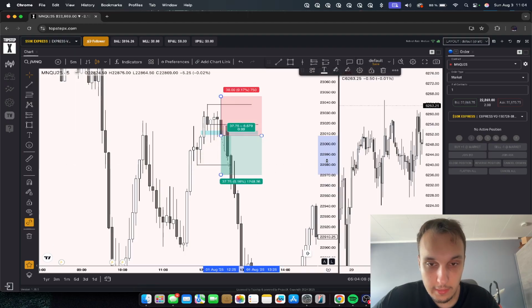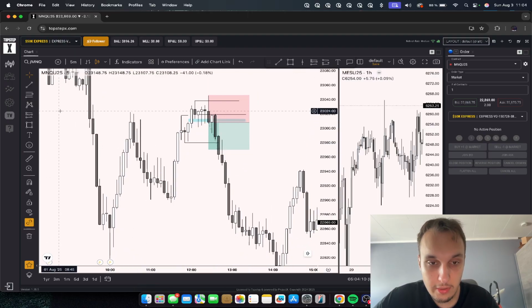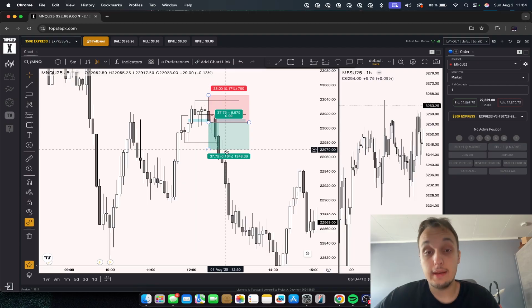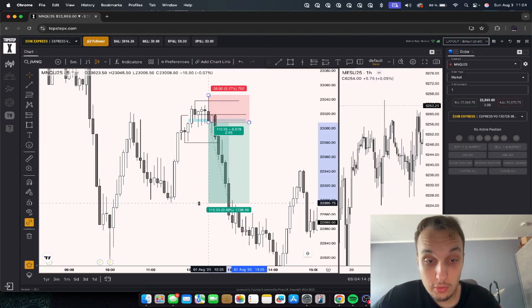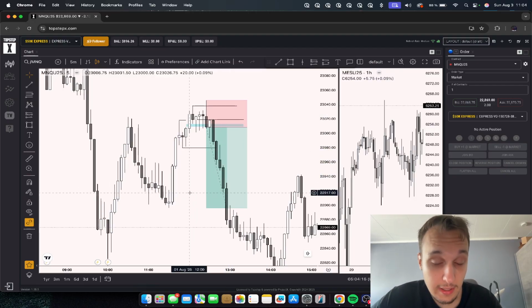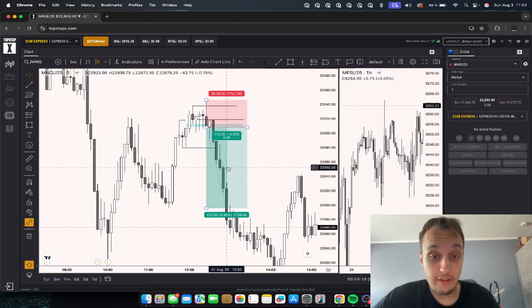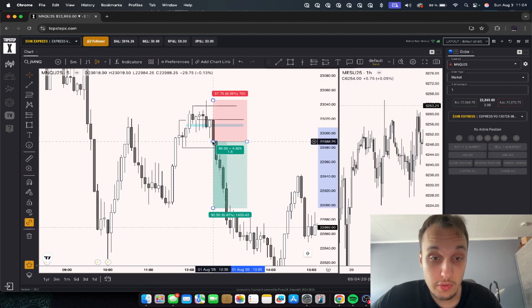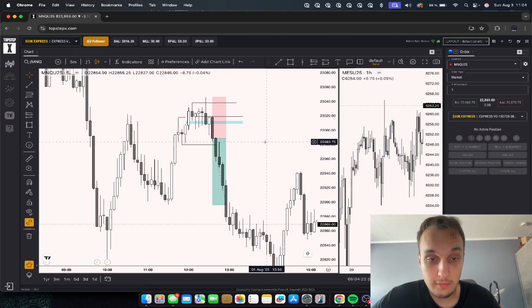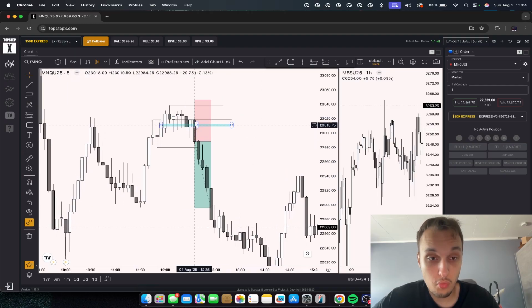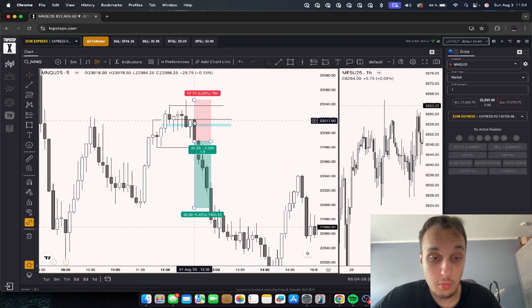Like this. For a very quick, simple 1-to-1. And really, if you did hold it to this low, I would not hate you for it. I think that's perfectly fine. In fact, I actually think even an entry down here would have been fine too. It's way more confirmed and way more obvious that, yeah, we are going down now.